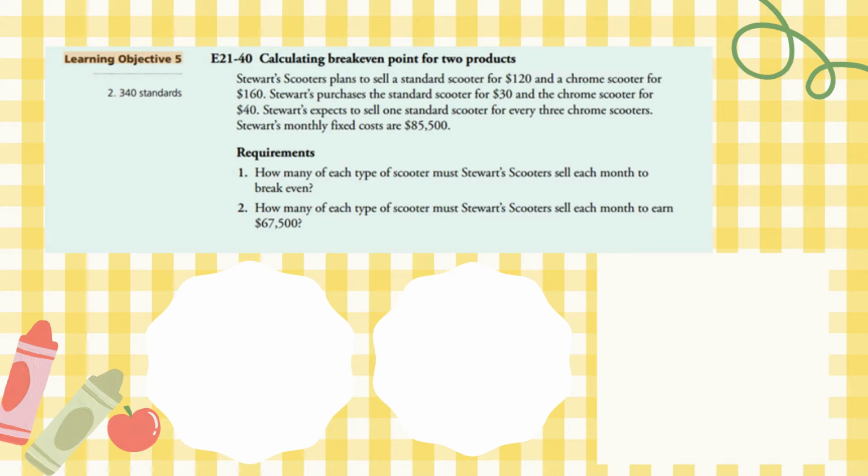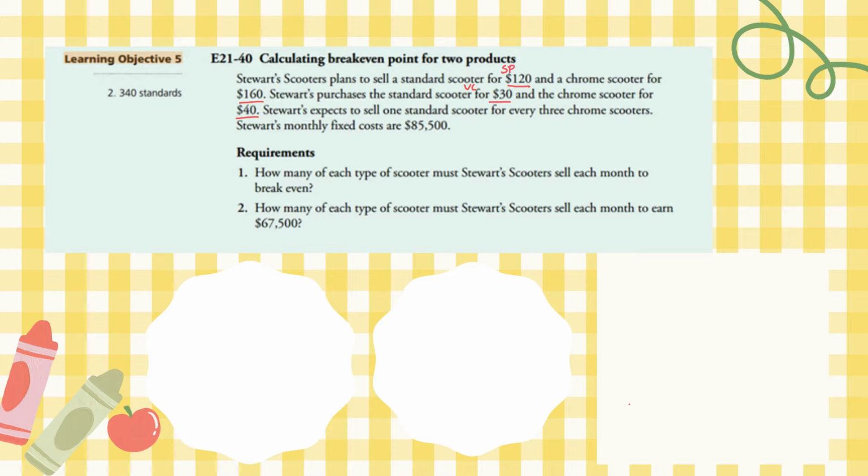Stewart Scooters plans to sell a standard scooter for $120 and a chrome scooter for $160. So this is the sales price. For the standard it's $120, for the chrome it's $160. Now Stewart purchases the standard scooter for $30 and the chrome scooter for $40. So this is the cost. This is the variable cost because it's given per unit, and this is the sales price.